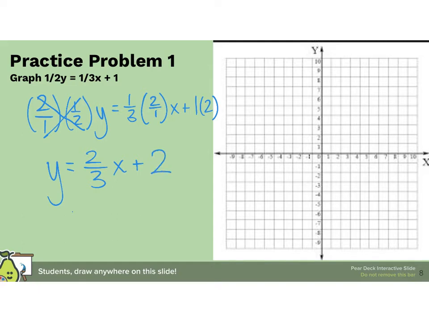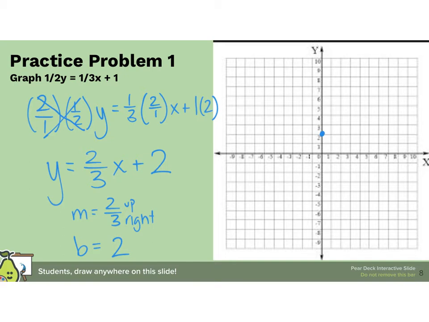Now, my slope is 2/3. That means I go up 2 and right 3. And my y-intercept is 2. It's a positive 2. So I'm going to go straight up until I get to positive 2. Here's the first point on this line.